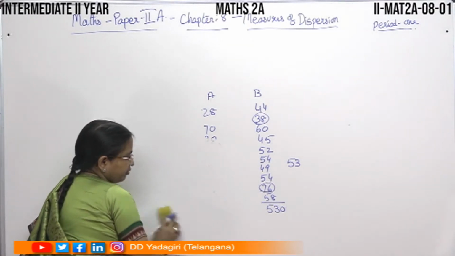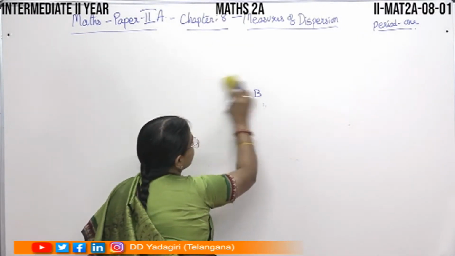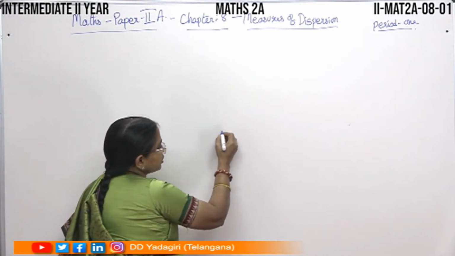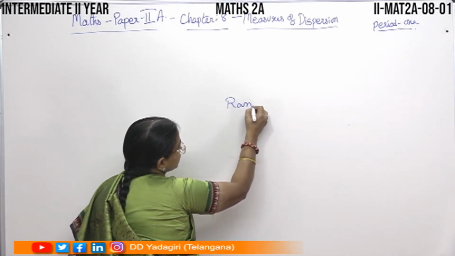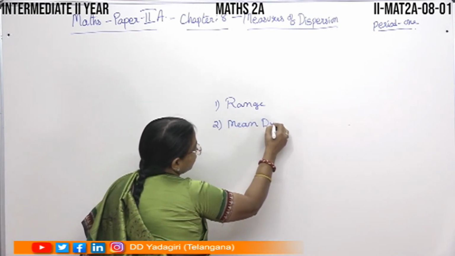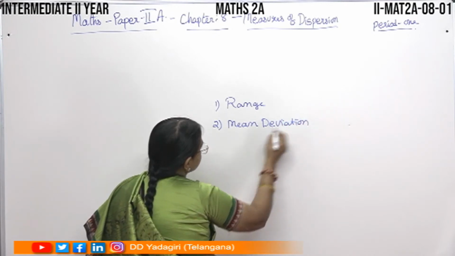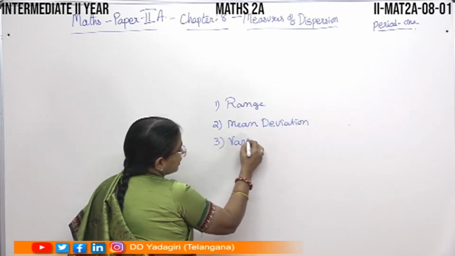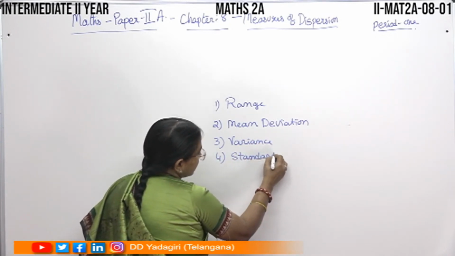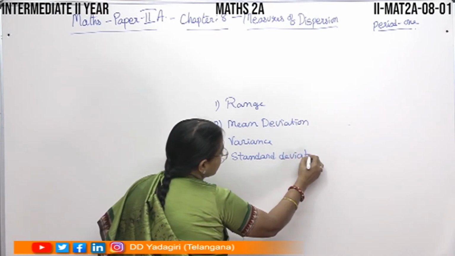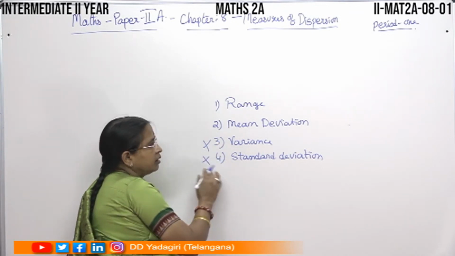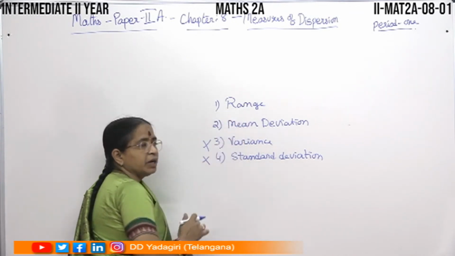To understand how the data is scattered around the center value, we need these measures of dispersion. In these measures of dispersion, we have the first one, range. Second one is mean deviation. And the third one is variance. And then the fourth one is standard deviation. Many more are there, but you have only these four in your syllabus. Now these two are deleted, and you have only range and mean deviation.